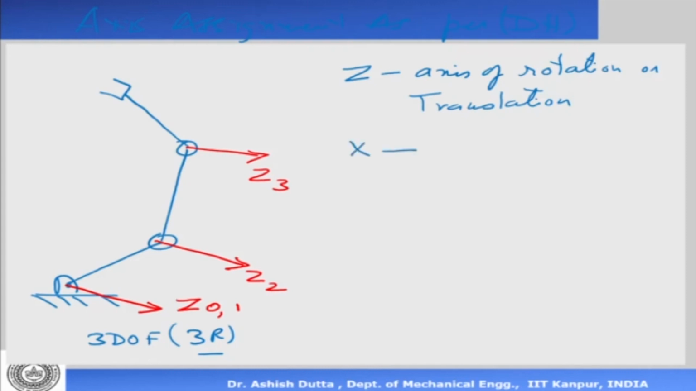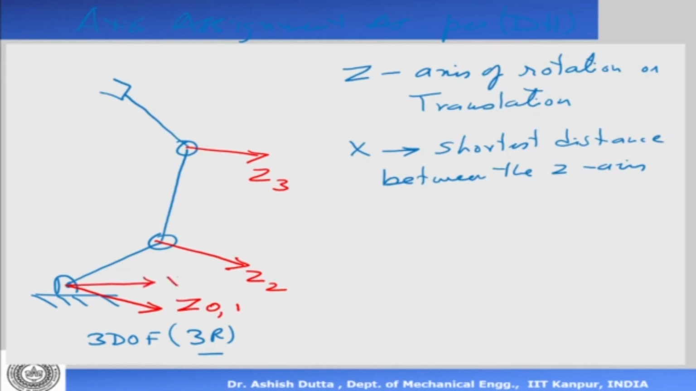Now the x-axis is the shortest distance between the z-axes. Okay. Now in this particular case, we can see that the z-axes are parallel, so you can very easily find out the shortest distance. Also, the first x0 we can put horizontally. Why? Just convention. We say that the x-axis is horizontal. Okay, that's the reason we put it there. The next one will go along the link, which is x1, then it is here x2, and that is my x3.